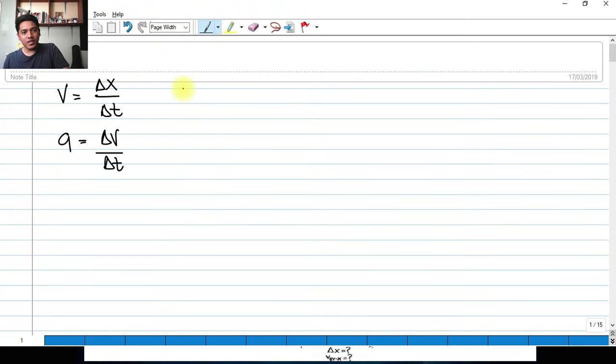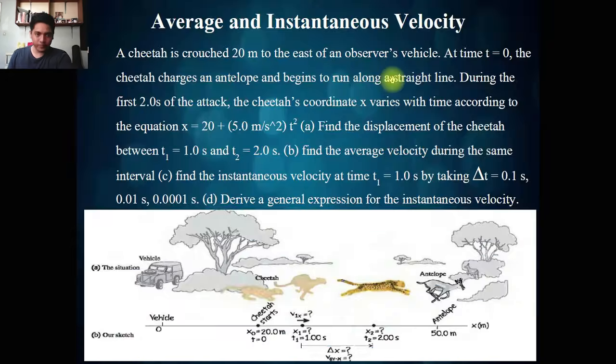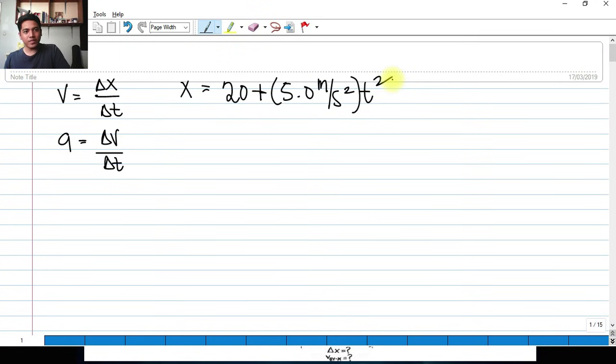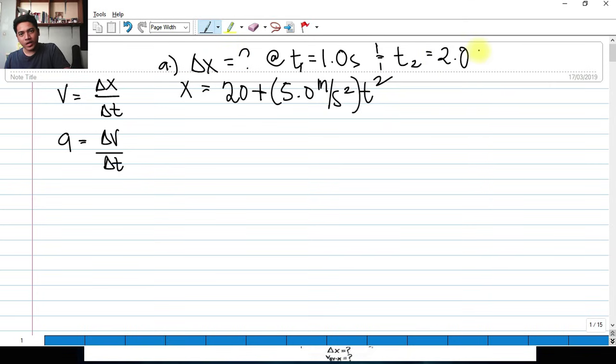The given is basically x is equal to 20 plus 5, if I'm not mistaken, meters per second squared, t squared. So, find the displacement for letter A. What is the displacement, the delta x, at time equal to 1 second and 2 seconds. So our t sub 1 here is 1 second. Our t sub 2 is 2 seconds.